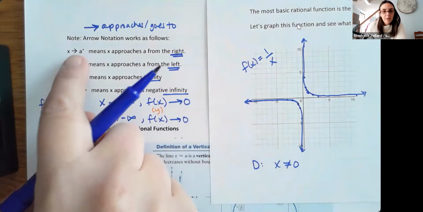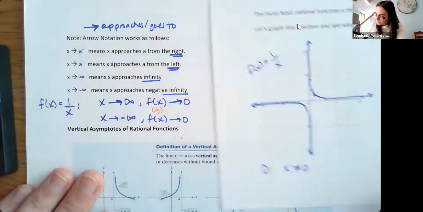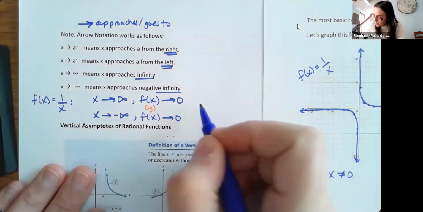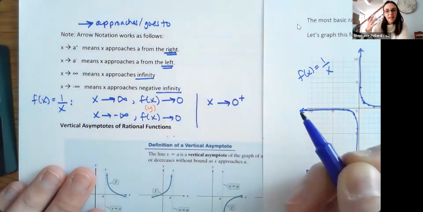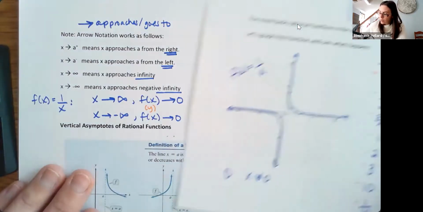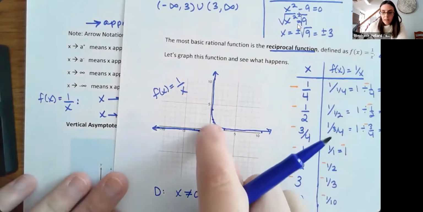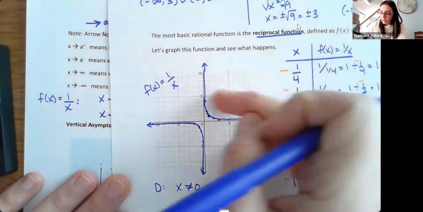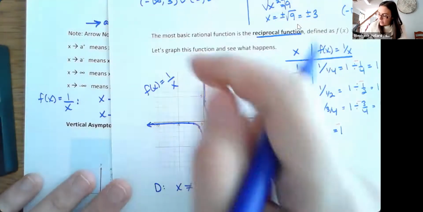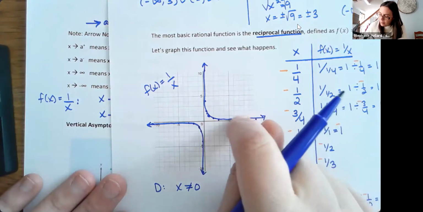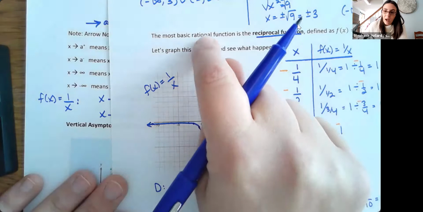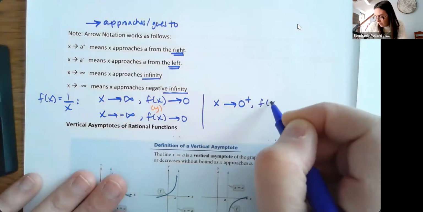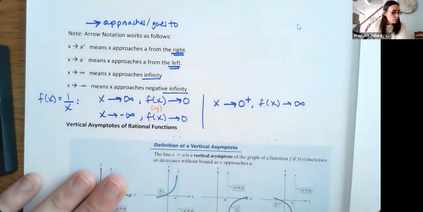Let's do a couple other examples using some numbers here. So what happens as x goes to 0 from the right? So remember that plus sign means to look from the right. So here we're looking as x goes to 0, here's 0, and we're coming in from the right direction, like looking in this way. So as x goes to 0 here, what's happening is our y values are getting bigger and bigger and bigger. So those y values are approaching infinity. So f of x goes to infinity.